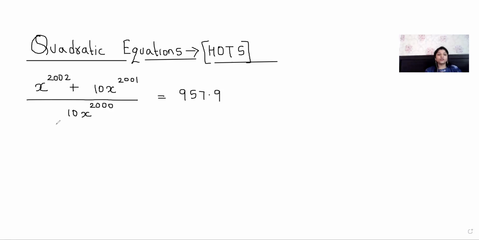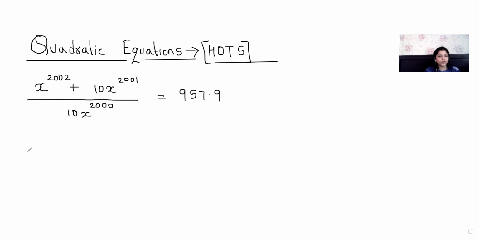Now looking at this question, student, the first thing that should come to our mind is somehow we should remove x raised to 2000. So how to remove x raised to 2000 from the denominator? If we get x raised to 2000 in the numerator as well, we can cancel both x raised to 2000 from numerator as well as the denominator. So somehow we have to take x raised to 2000 common out from the numerator.